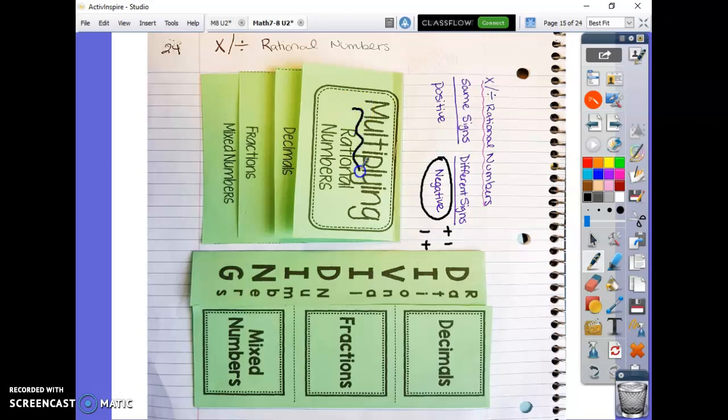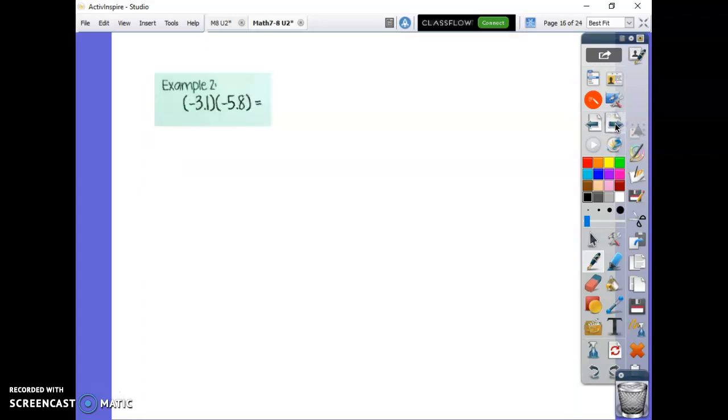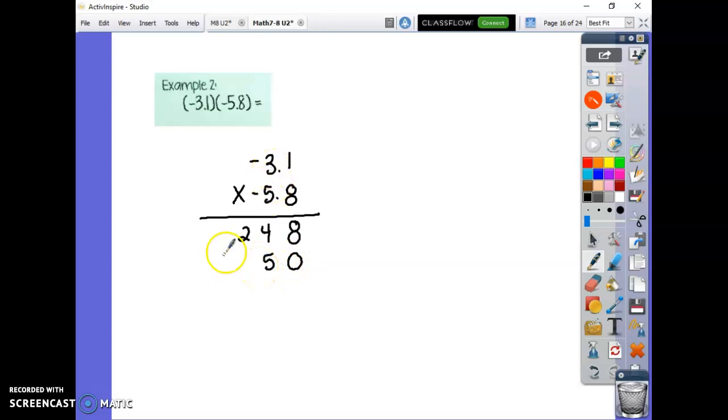We're on the multiplying foldable. Let's work on the decimals. So turn that over. We're on to example 2. Example 2 says negative 3.1 times negative 5.8. What's my answer? Well, go ahead and line it up vertically just because it's easier, and then start with the two rightmost numbers. 8 times 1 gives you 8. 8 times 3 is 24. 5 times 1 is 5. Remember to move over. 5 times 3 is 15.